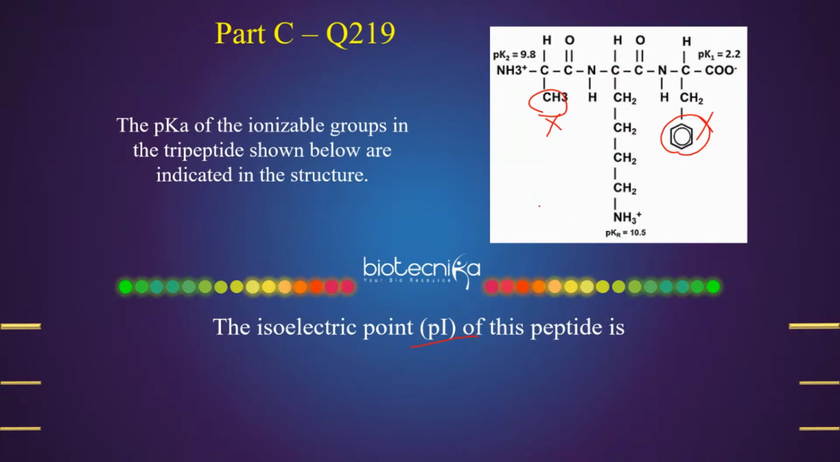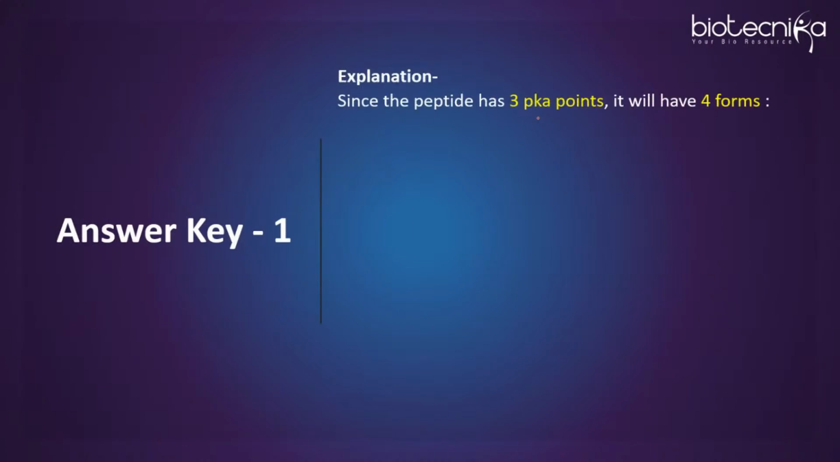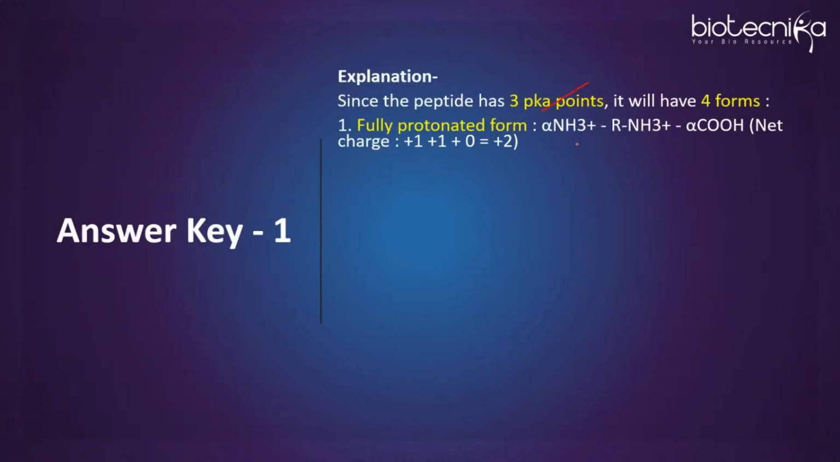Basically, isoelectric point will be where the net charge of the peptide is 0. So what we will do is here we have 3 functional groups and 3 pK points, which means total 4 forms we will get. So if you consider the 4 forms of all of them, let's see what the answer comes to. Yes, the answer is option 1. Since the peptide has 3 pK points, it will have 4 forms.